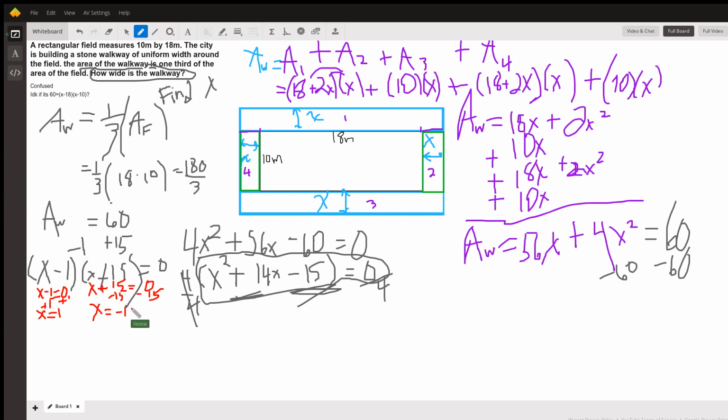Now, I have never measured a sidewalk in negative numbers. So even though this works mathematically, it can't be the answer to our problem. So here's the answer to our problem. If the sidewalk was 1 meter wide, its area would be 1/3 of the field.